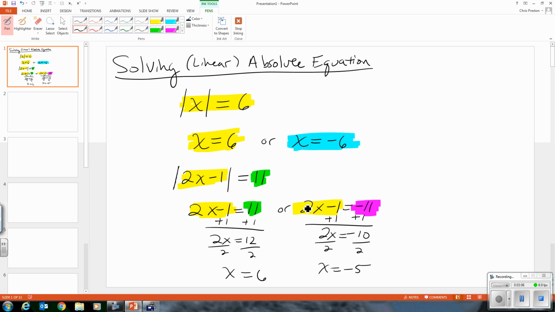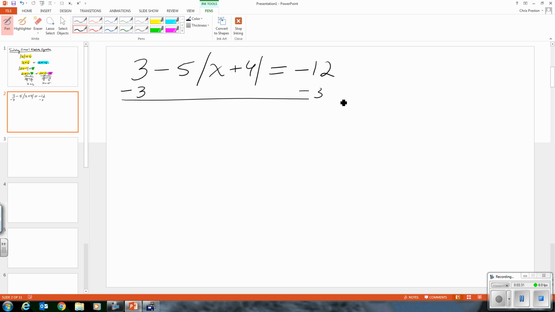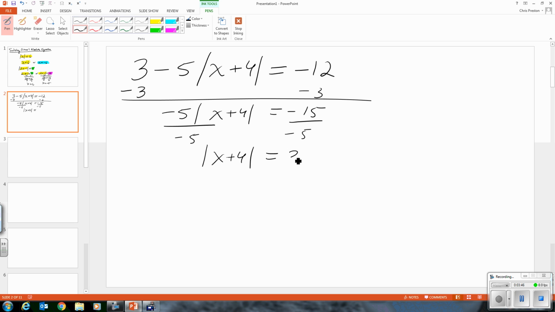And now, in order for that to make sense, we do need to make sure that we get the absolute value by itself first. So let's say we want to do 3 minus 5 times the absolute value of x plus 4 equals negative 12. So what we need to do first is get rid of that 3. So negative 5 times the absolute value of x plus 4 equals negative 15. Get rid of that negative 5. So the absolute value of x plus 4 equals 3.